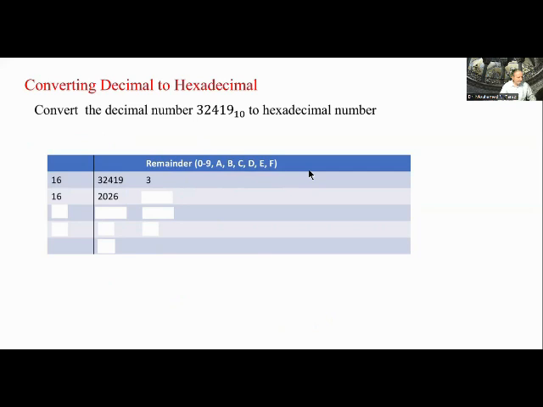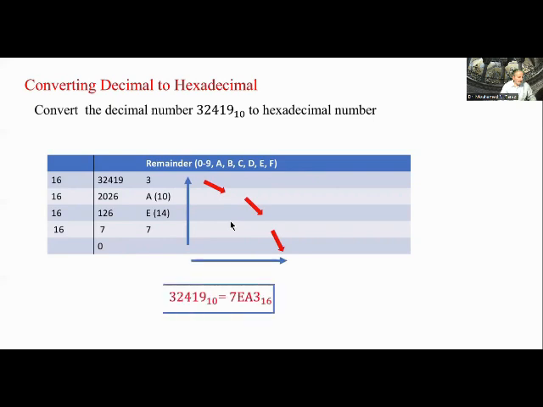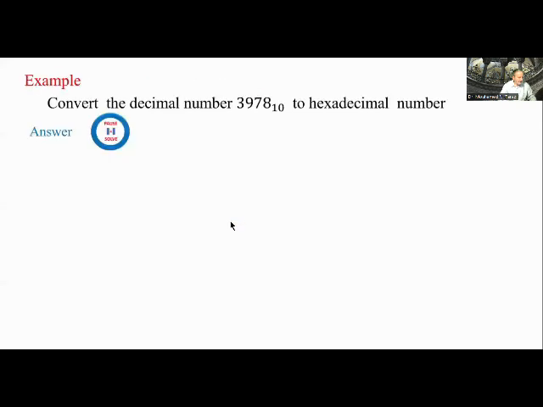You divide by 16, 126, and the remainder is 10, which is A. Divide 10 by 16 is 7, and the remainder is 14, which is E. 7 divided by 16 is 0, and the remainder is 7. Now remember, always at the end you get a 0 here, but you don't put it right here. We don't need it anymore. So now we do the same way. We go like that, and we get our answer is 7EA3 base 16. Okay, now you convert this decimal number 3978 into a hexadecimal number.